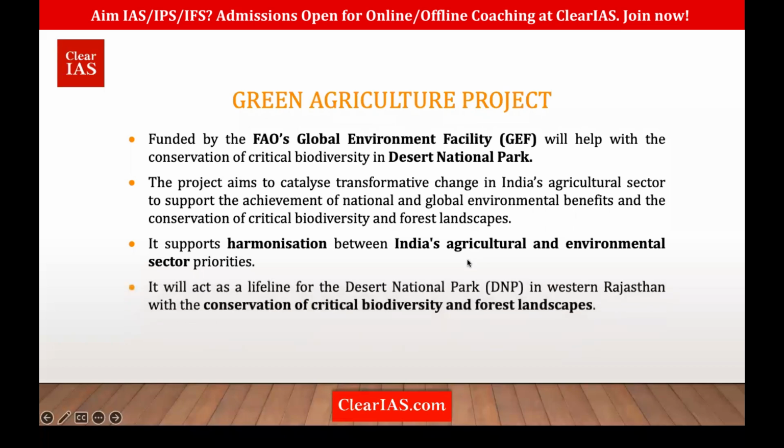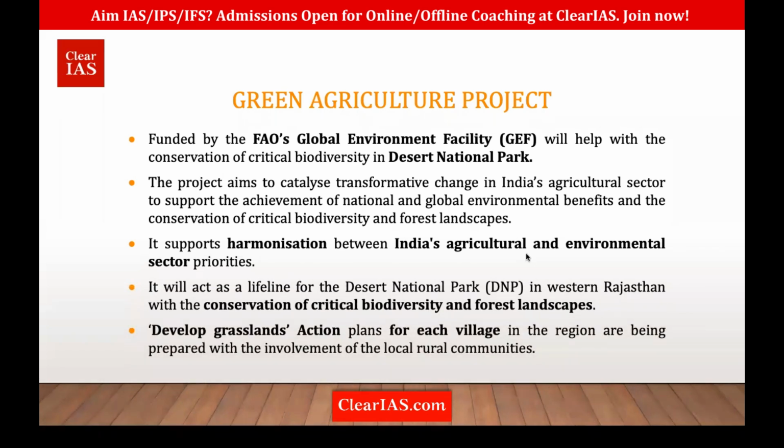As I've already told, it will be implemented in the Desert National Park, in the western part of Rajasthan, and they are trying to conserve both critical biodiversity and forest landscape in the region. So they are trying to implement agriculture practices which are in sync with the biodiversity and forest landscape. They are also trying to develop a grassland action plan for each village in the region, so that they can ensure community participation as well. Clear? So that is the Green Agriculture Project.